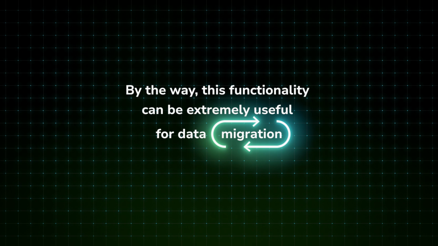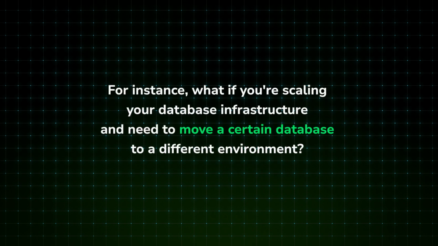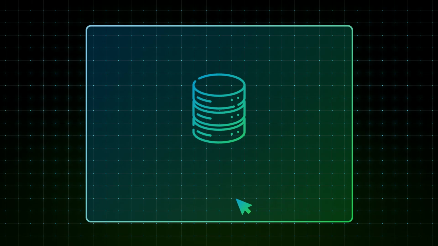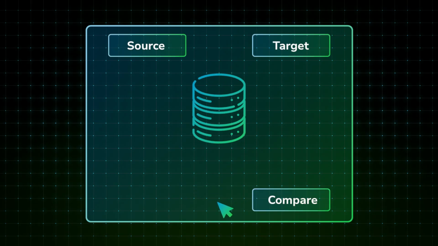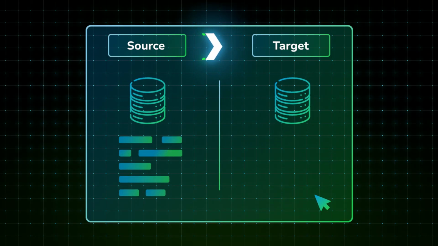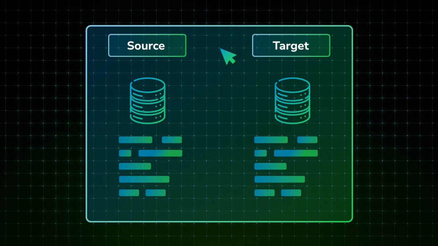For instance, what if you're scaling your database infrastructure and need to move a certain database to a different environment? Well, first you create a new empty database in the specified environment. Then you start a new schema comparison, set the first database as the source, set the new database as the target, run the comparison, sync the source structure to the target, and that's it. After syncing the schemas, you can compare and sync your data in the same way.